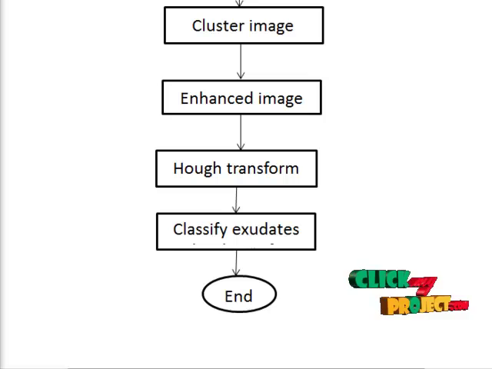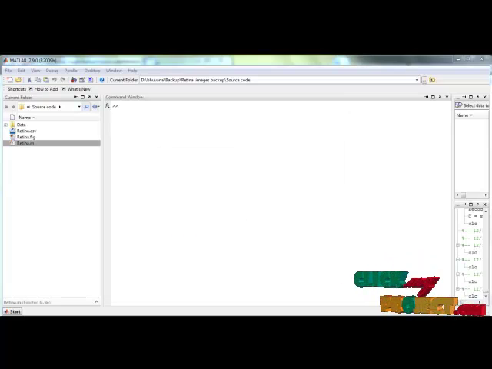Then in the classification, finally the exudates are classified as whether they are hard or soft exudates. The exudates are classified based on the threshold value and edge energy. The classification helps the ophthalmologist in diagnosing the retinal images. This is the flow for this process. Let us discuss the running procedure for this process.